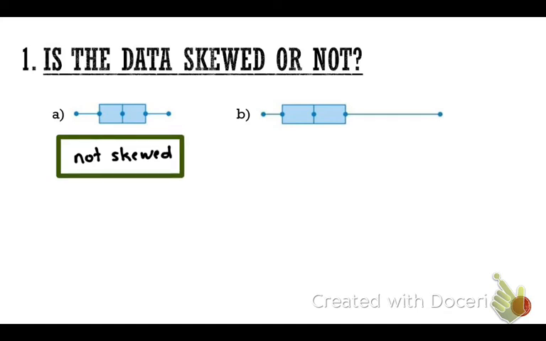So now let's look at a different one, data B. Would you say that's skewed or not skewed? Yeah. Why is it considered skewed? Because that whisker is way longer than the other whisker.